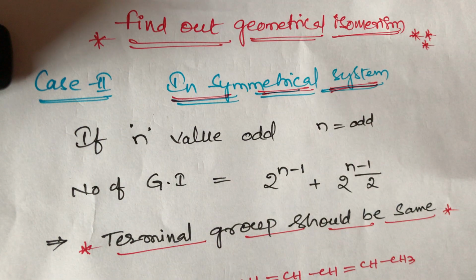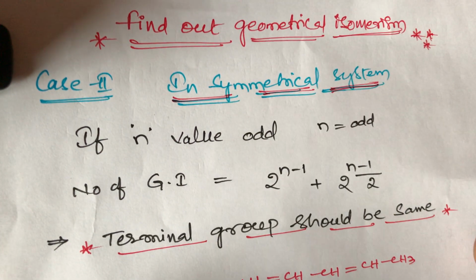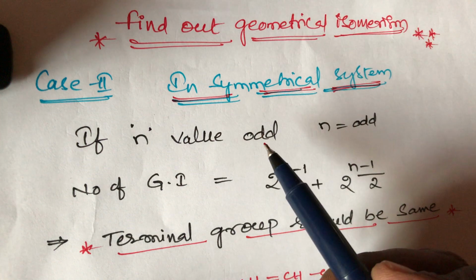Hello students. Now, a very important topic: how to find out geometrical isomerism. How to find out geometrical isomerism in symmetrical systems, or symmetrical compounds. We already discussed unsymmetrical compounds. Now, the second case: how to find out geometrical isomerism in symmetrical systems.